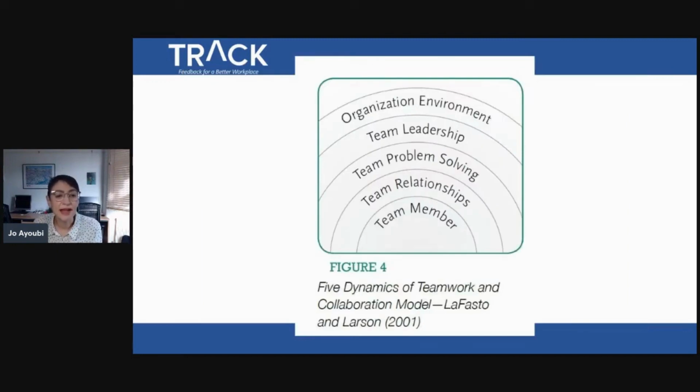So this is the 5 Dynamics of Teamwork by Lastow and Larson. And this shows the same idea, but in a slightly different way. So you can see here, you've got the individual member, relationships again is so important, and problem solving. So how does the team actually operate, but how do they solve problems? And that's one of the key questions around getting feedback for a team. Leadership is important, of course. And in this particular model, they also talk about the organization and how that supports the team.